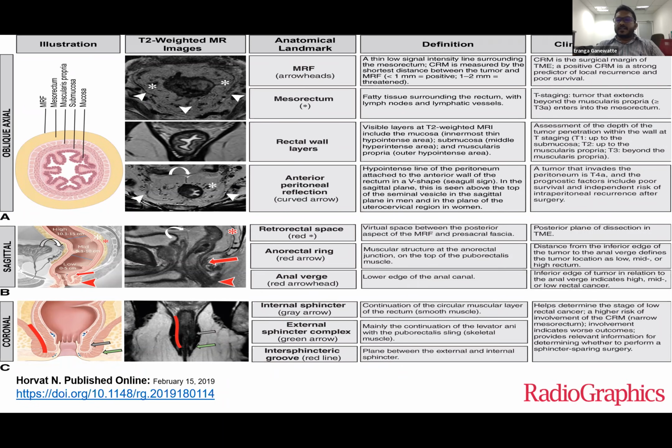Unfortunately, the MRI is not able to differentiate T1 from T2. So to do that, you have to do an endorectal ultrasound to see whether the lesion is T1 or T2. But you can diagnose T3, T4, and T1 or T2. You can differentiate only those 2 from MRI.